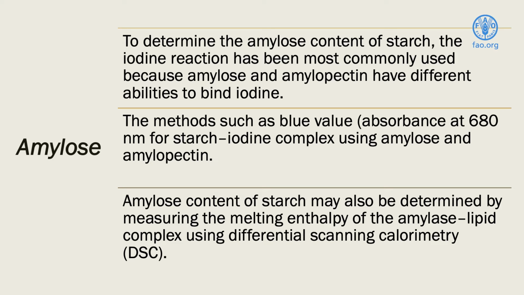To determine the next one, the amylose. To determine amylose content of starch, the iodine reaction has been most commonly used because amylose and amylopectin have a different ability to bind iodine. In this method, the absorbance at 680 nanometers is measured for the starch-iodine complex using amylose and amylopectin.